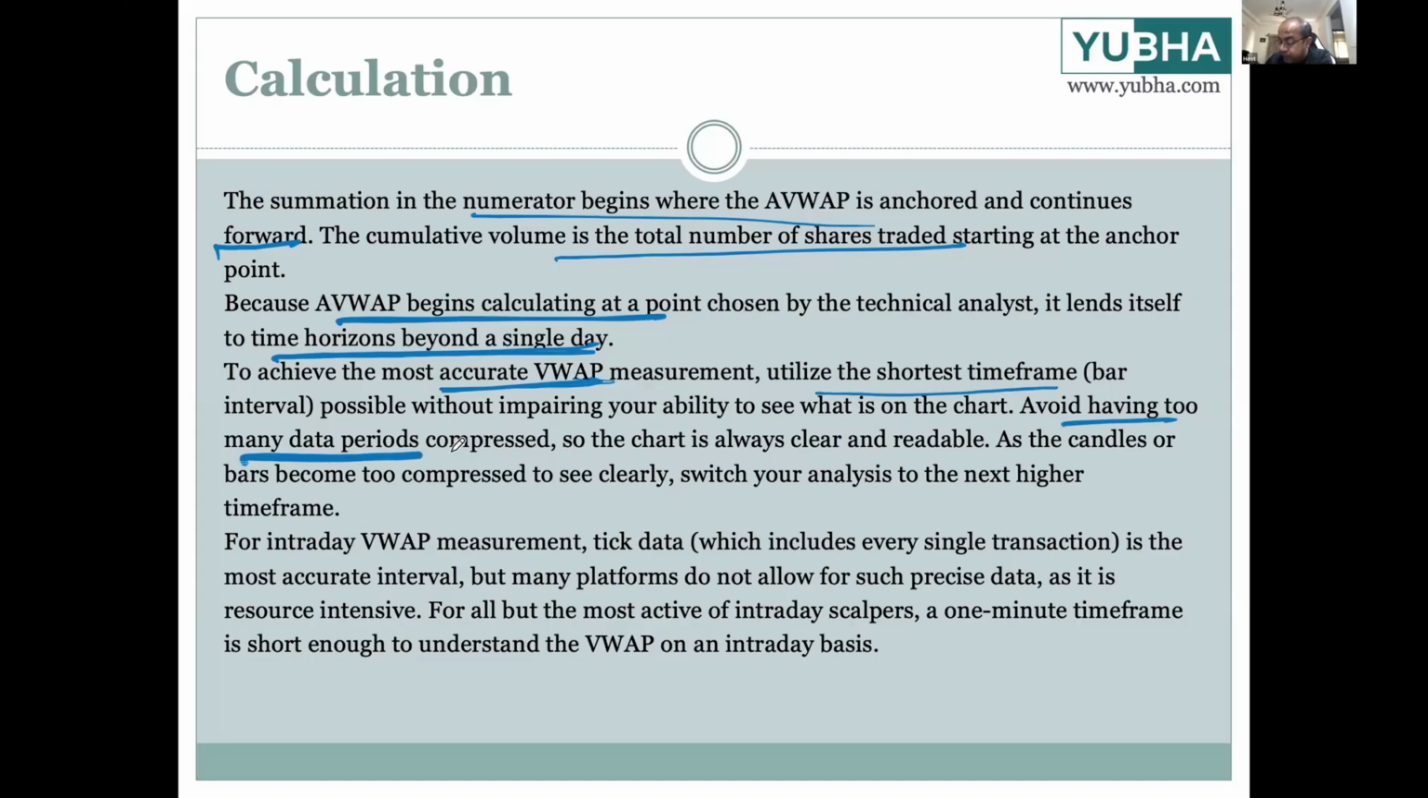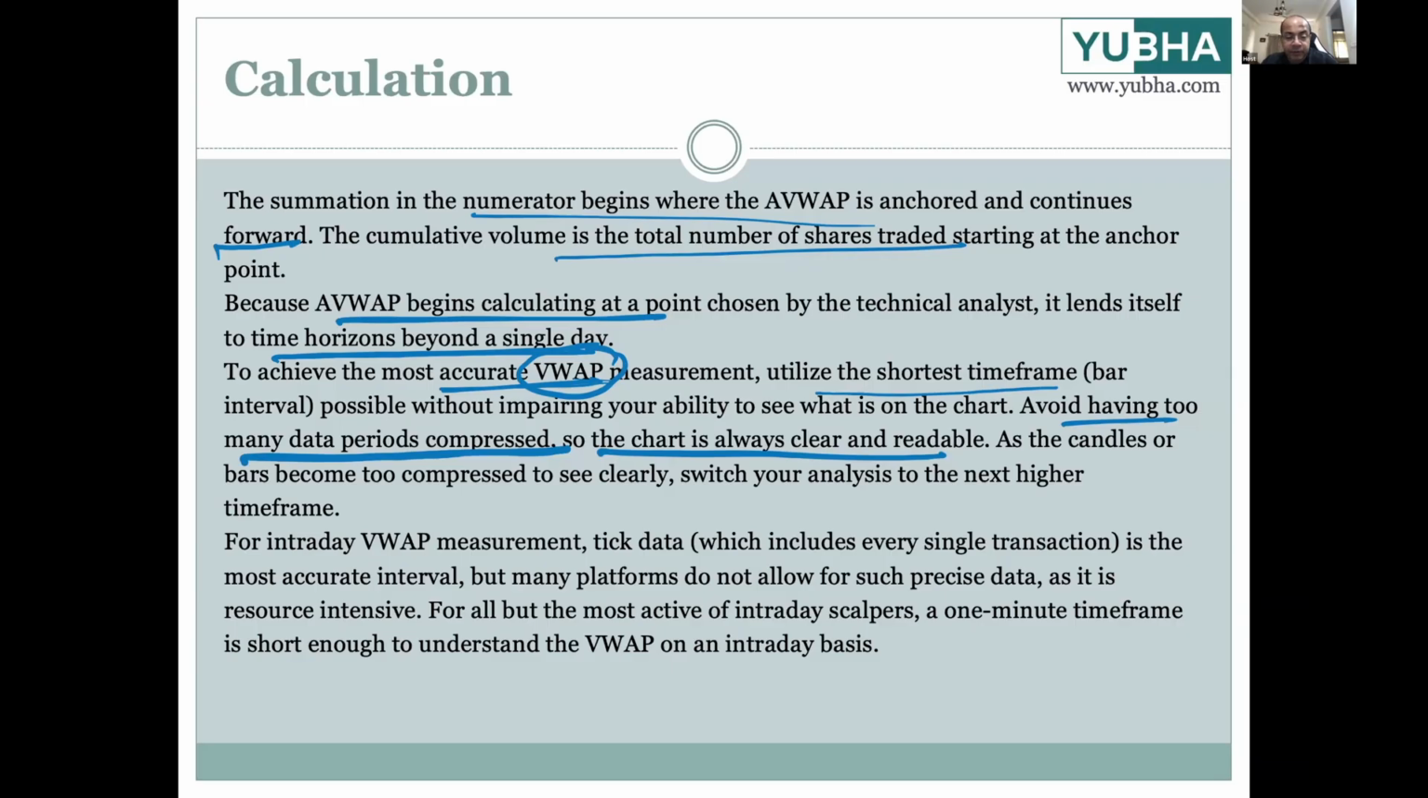Avoid having too many data periods compressed, so the chart is always clear and readable. As the candles and the bars become too compressed, you're not able to differentiate what's happening on the chart. At least for VWAP, especially because it is an intraday indicator, anything north of 5 minutes is not very useful, because you'll see large bars forming and going on both sides of the VWAP, which might not give you a clear indication.